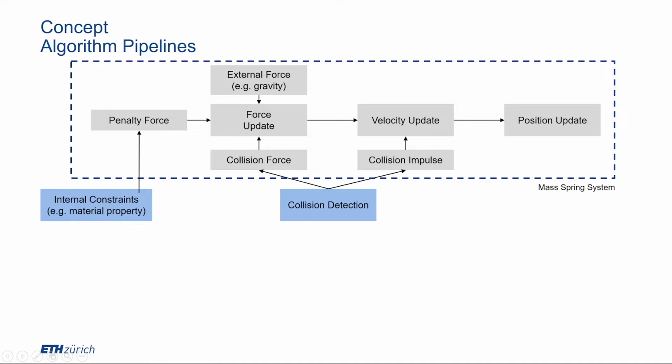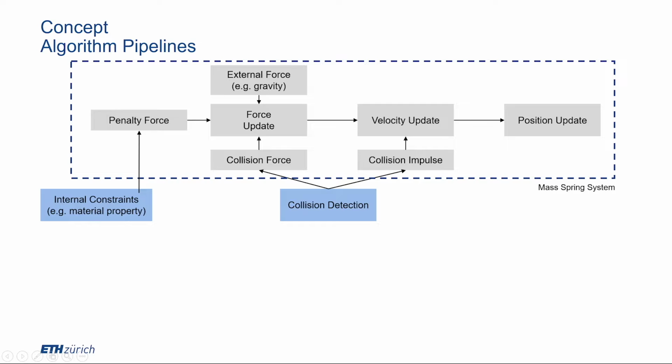First, let's look at the pipeline difference between the mass spring system and position-based dynamics. In the first system, force consists of external forces like gravity, penalty forces from constraints, and collision force from the force-based collision. They will be used for updating the velocity, which may then be updated by impulse-based collision. Finally, velocity will be used for computing positions.